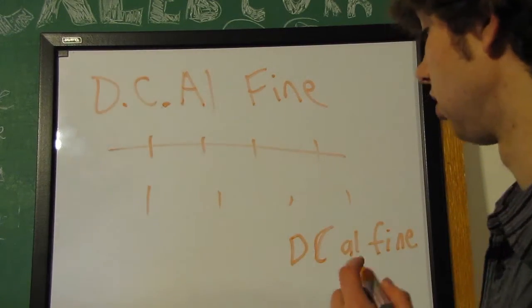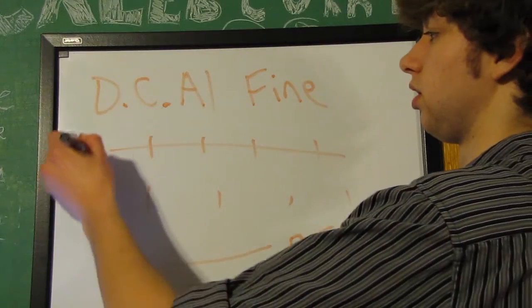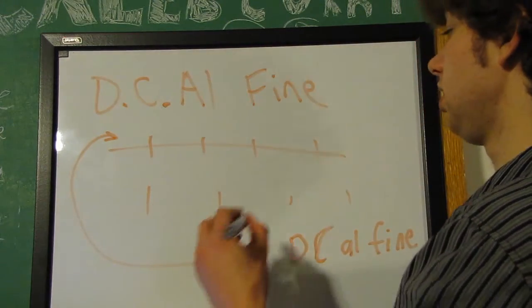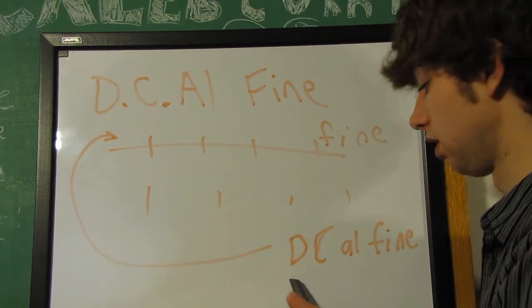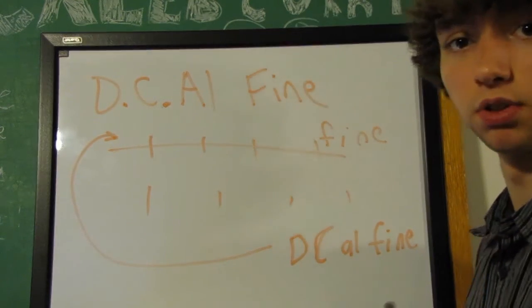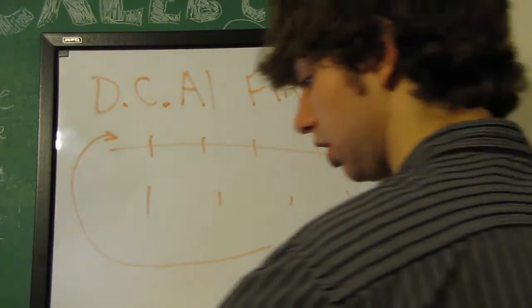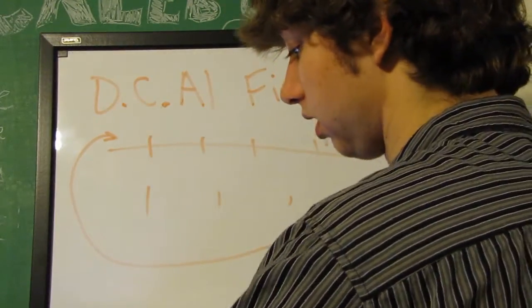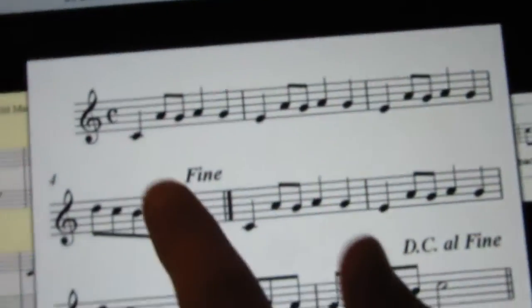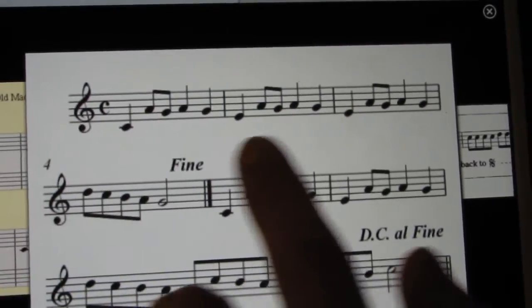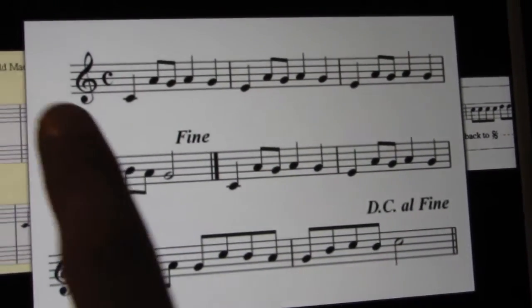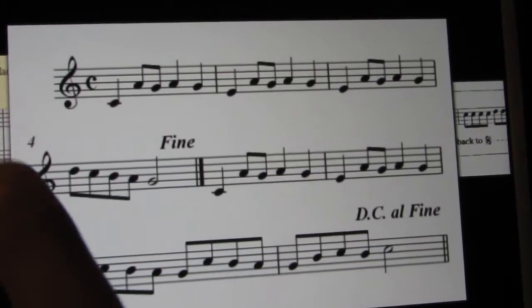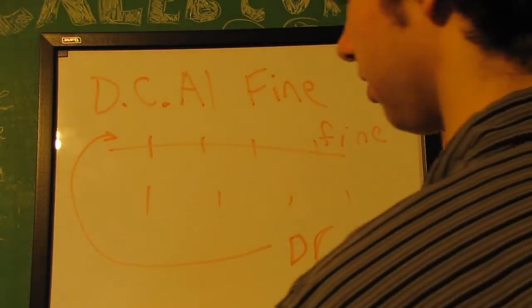This means go to the beginning and then keep playing until we reach a word that says fine. So this is basically, the DC means go to the beginning, stop at the fine. This is what this is telling you. So here's a picture of something with DC al fine. You start here, play it, go all the way to the end. Once we get here, go to the beginning, keep playing, keep going, stop at the fine. Boom, you're done. So that's an example of one of these.